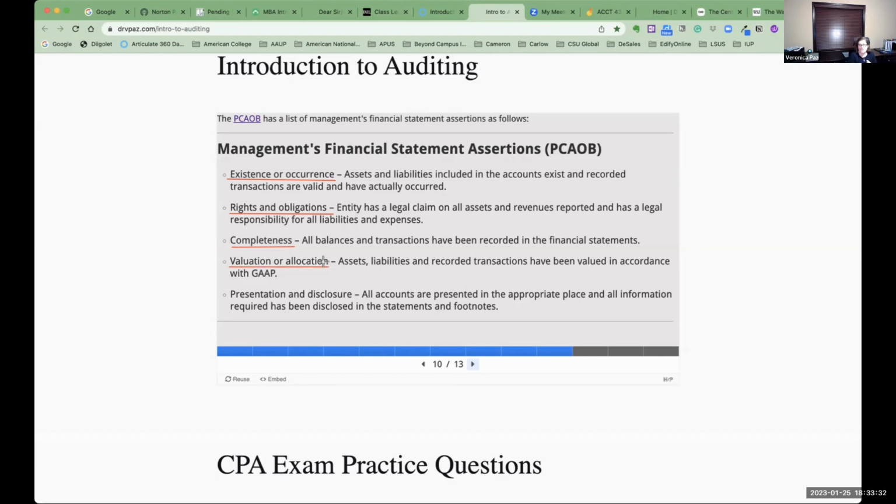So what do you think? What are some accounts on the balance sheet that we have estimates with? What is an account, or some accounts, because there's several. What are some accounts on the balance sheet that require an estimate? What do you think? You can either speak or you can type it in the chat. What's an account on the balance sheet that has some type of estimate?